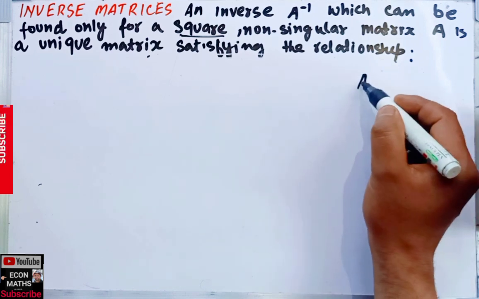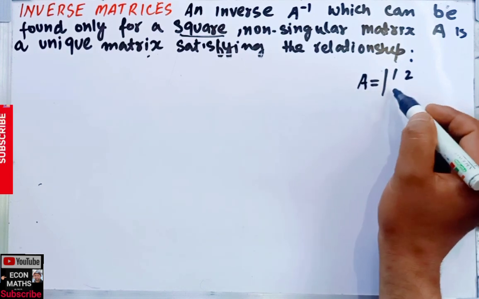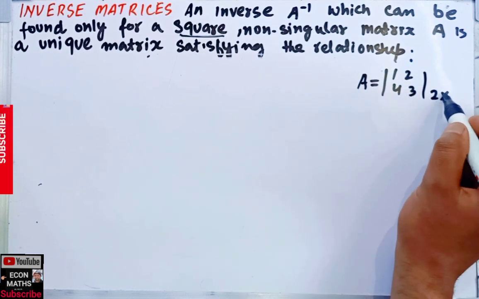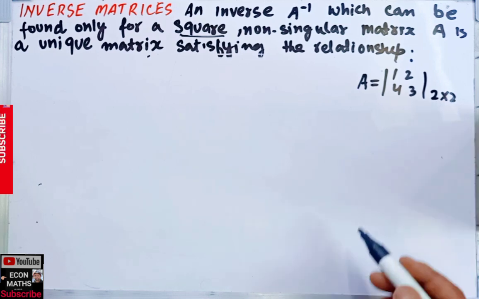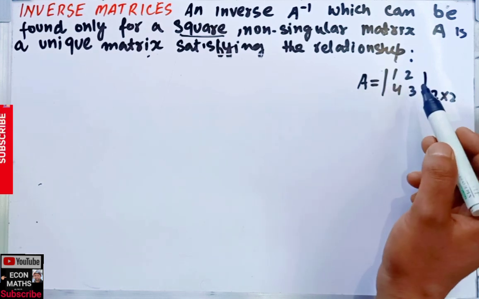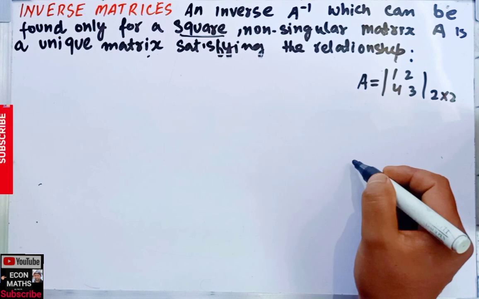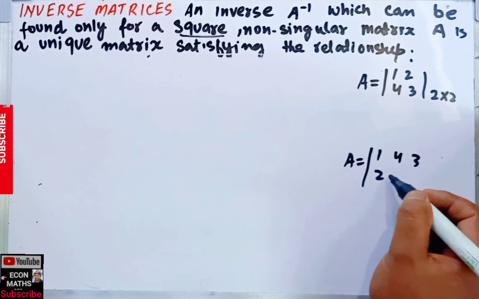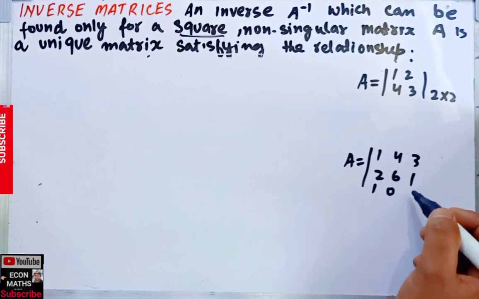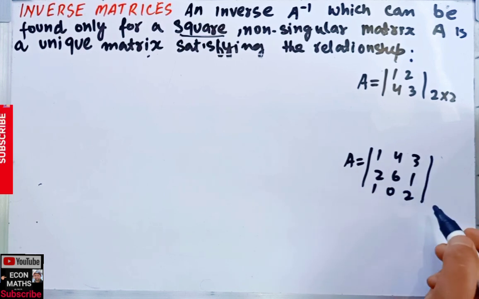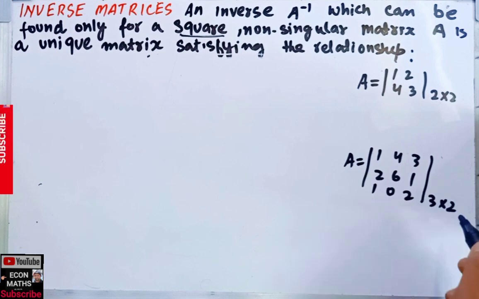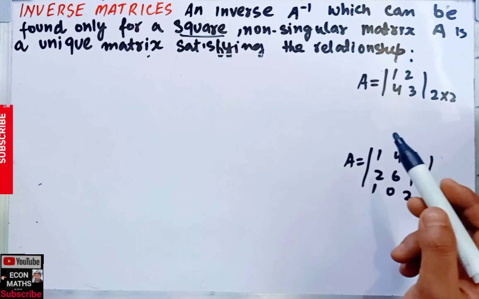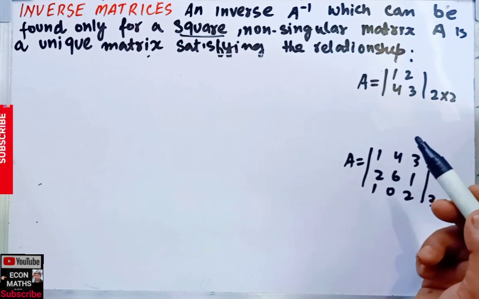That is, if I have a matrix like 1, 2, 4, 3, this is a square matrix of order 2, which is denoted by 2 by 2. Another example could be 1, 4, 3, 2, 6, 1, 1, 0, and let us say 2. This is also a square matrix, of order 3 by 3. So we can find an inverse only for a square matrix.